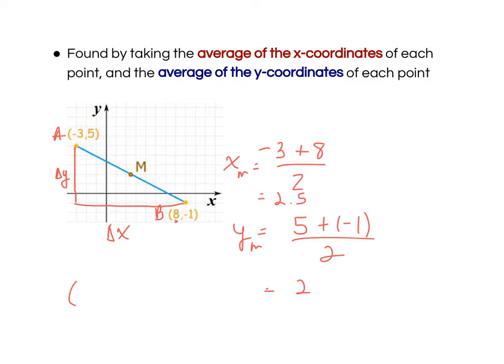So now I have a coordinate, and let's see if that matches up with what I'm seeing on my graph. So according to my calculations, I should end up with 2.5 and 2. So let's see. Does it look like it's at 2.5? Here's 2.5 and 2. Yes, it does. So that's the strategy essentially that we're going to use. We're going to find the average of the x-coordinates, and the average of the y-coordinates.